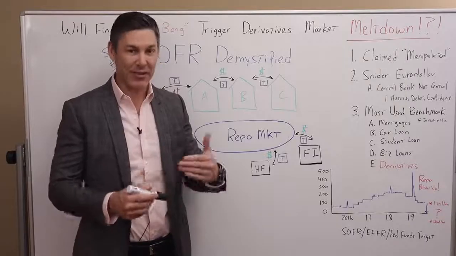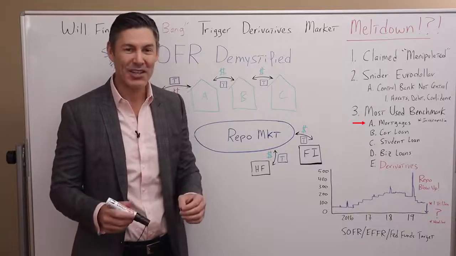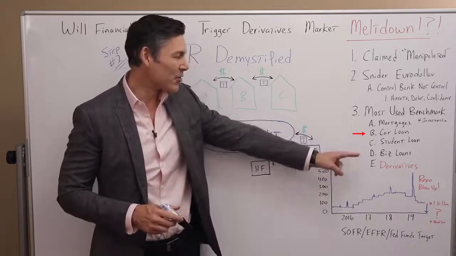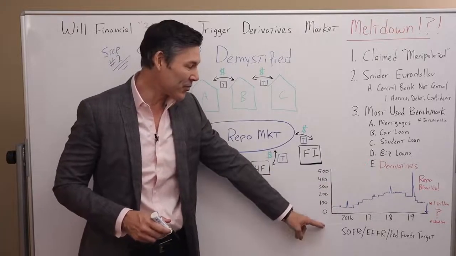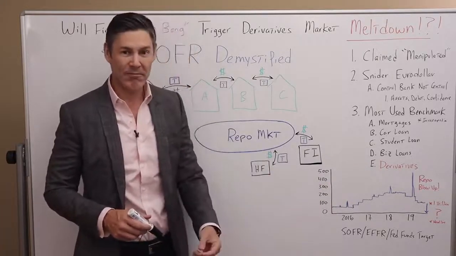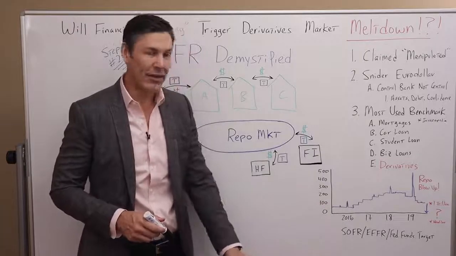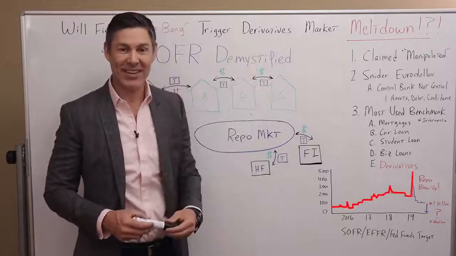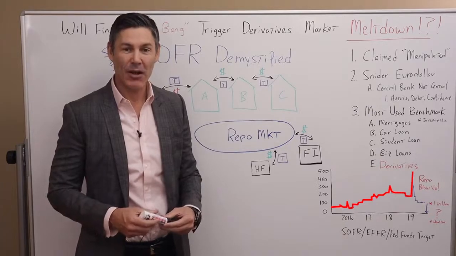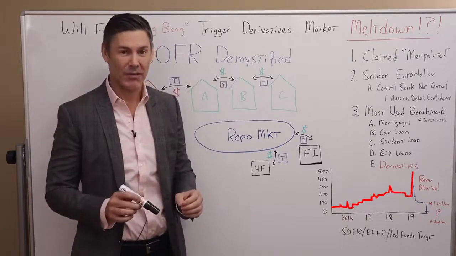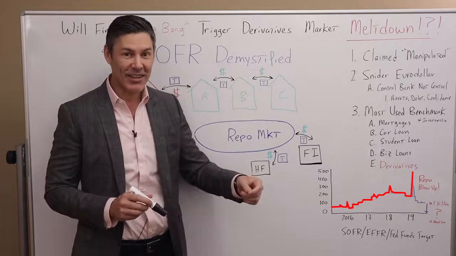So let's think about this. If your mortgage, if your car loan, if your student loan, if derivatives are tied to an interest rate that can go from, call it, 1% up to 10% in a day, what would that do to the entire market? What would that do to the debt market? You're starting to connect the dots here?